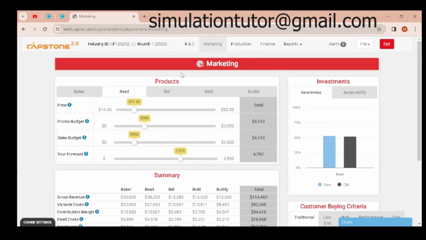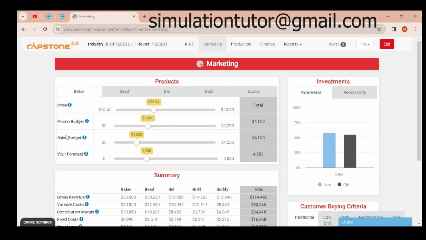So first things first, we shall talk about the products, and under products we have the pricing. Each product has a different price, and promo budget and sales budget. You can check what our competitors are using so that you can put a fair one that will bring more customers into our company. Promo budget simply promotes customer awareness, and this can be done by advertising our products well, or by paying influencers so that they can market our products, all that.